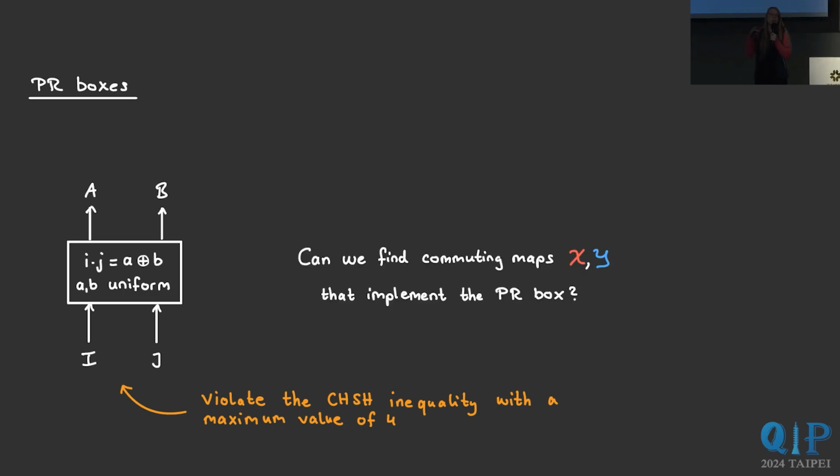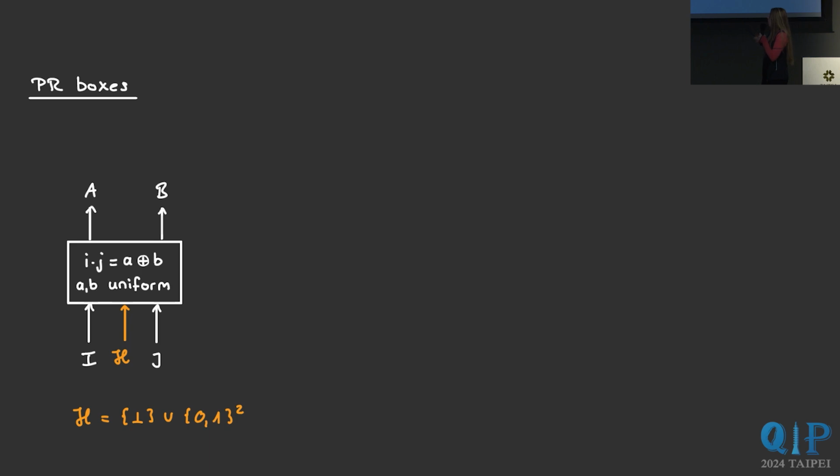Let's see what we can learn from these boxes about our problem. Can we find commuting maps X and Y that implement these PR boxes? It turns out actually we can. To see that, first let me emphasize that while these boxes have classical inputs and outputs, we don't say anything about how the inner workings are. In particular, this means the box is allowed to act on some quantum system to achieve its task.